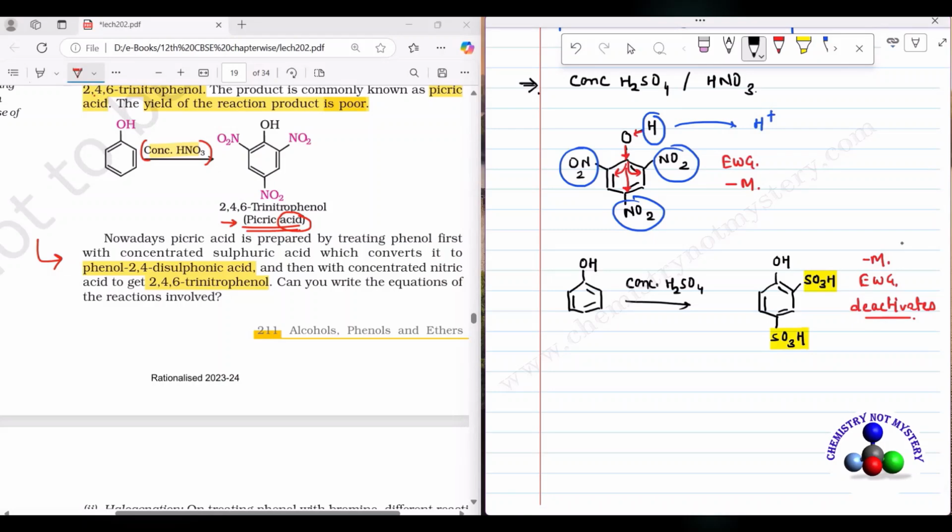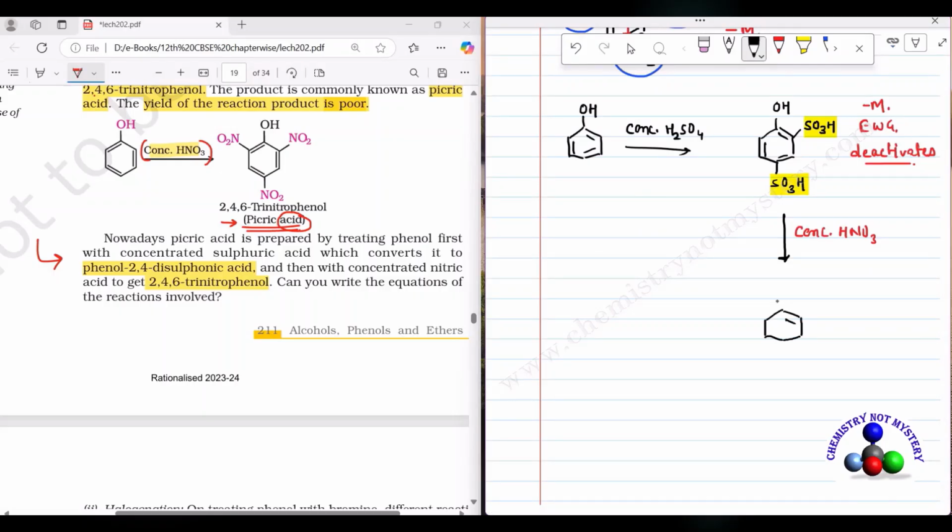As it deactivates the benzene ring, now the nitration will become less vigorous, meaning less amount of heat will be released during the nitration. As it deactivates the benzene ring, nitration cannot take place with the dilute nitric acid. Now you will require concentrated nitric acid for the nitration. Nitro group also replaces the sulfonic group. So here you will get picric acid as a result of nitration. So nitro group will get attached to 2, 4, 6 positions with respect to OH group. So that's how picric acid can be prepared.